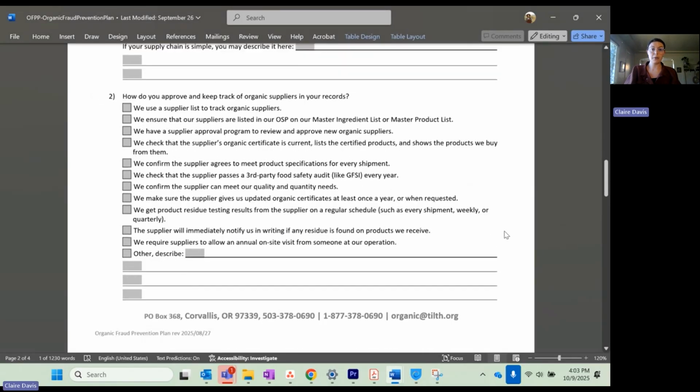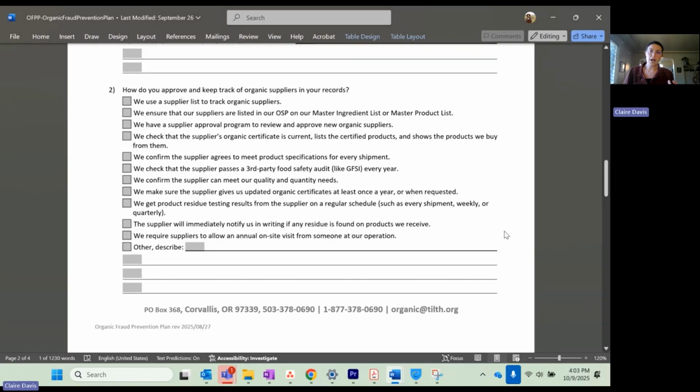Then for number 2, let us know how you approve and keep track of your organic suppliers via these easy checkboxes. So examples include checking the supplier's certificates are up to date, their organic certificates, listing all of your suppliers in your OSP. Maybe you do an annual visit, an in-person visit to each of your suppliers, or maybe you have your own methods that aren't listed here. And if so, please describe them. Just give us an idea of how you keep track of your organic suppliers.